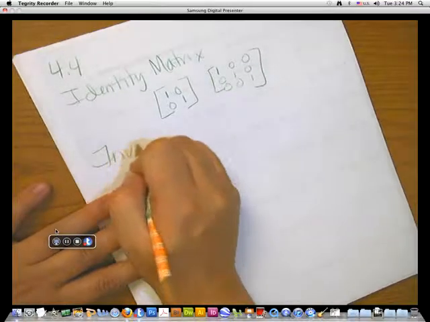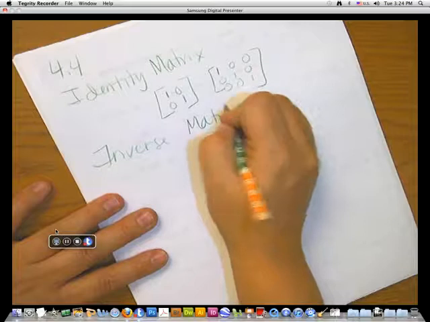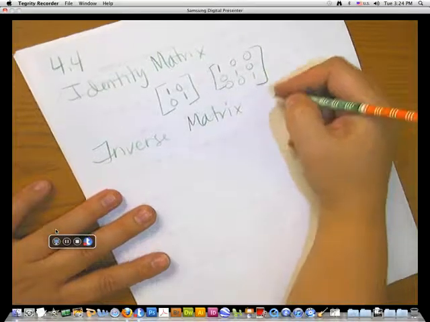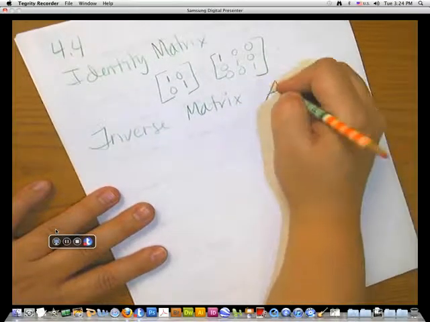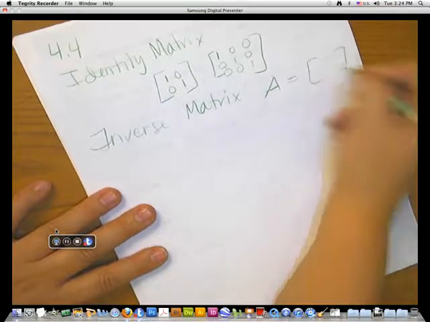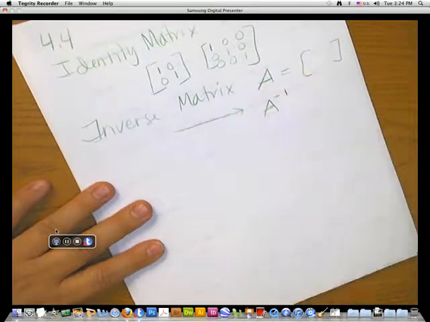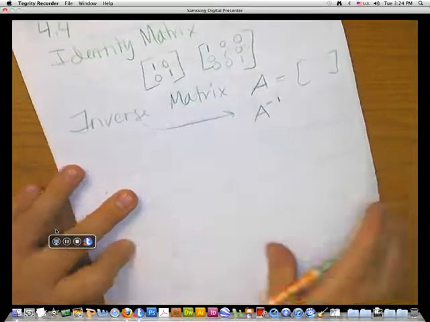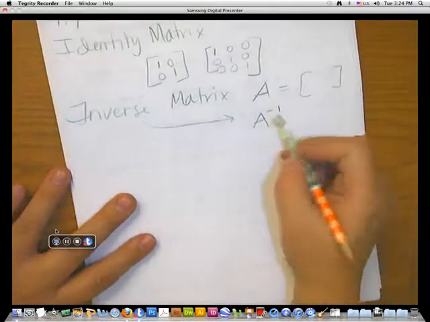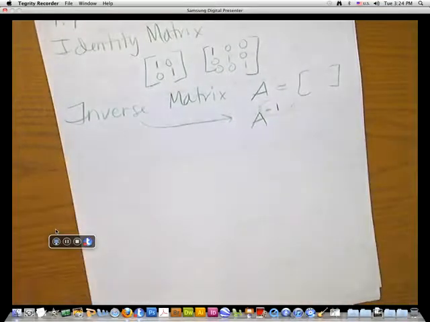The inverse matrix. If I called a matrix A, it doesn't matter what my matrix is, I would say the inverse is A to the -1, and this little -1 means inverse. That tells me the inverse to the matrix.